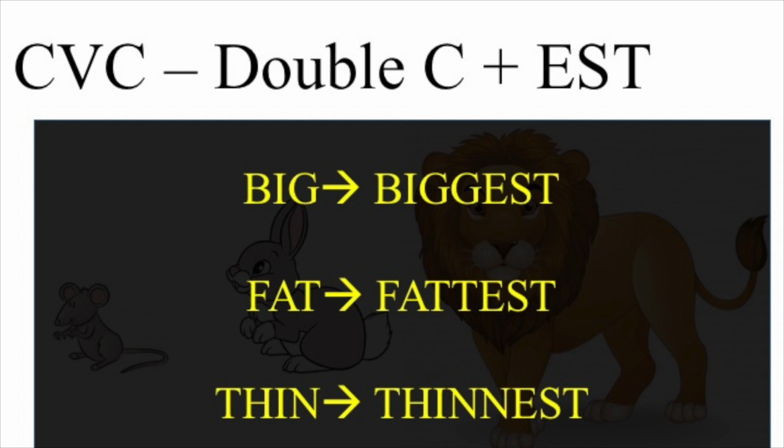Remember, guys, we need the second consonant. If it's vowel, consonant, we need a second G for biggest. What do we need a second letter of for fattest? T. And then for thin, we need a second N, thinnest. Not thinner, thinner is comparative. Thinnest.